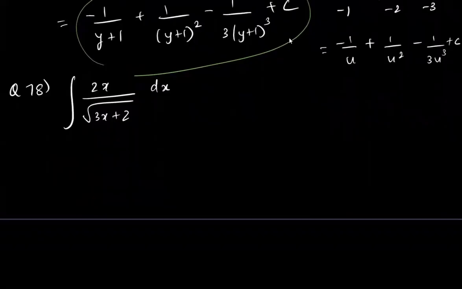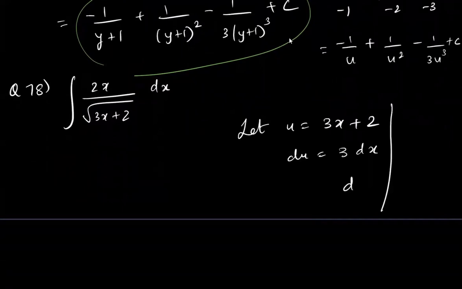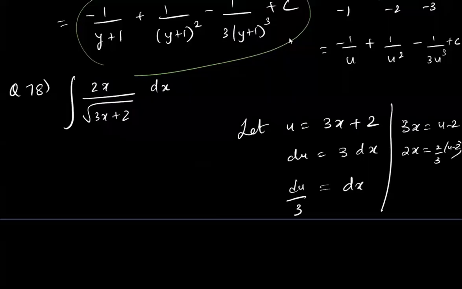So same thing here. My u is going to be 3x plus 2. So my du will be 3 dx. But remember, I need only dx. So I'm going to divide it by 3. But on the other hand, I'm going to write if 3x is u minus 2, what is 2x? I have to multiply by 2/3, right?